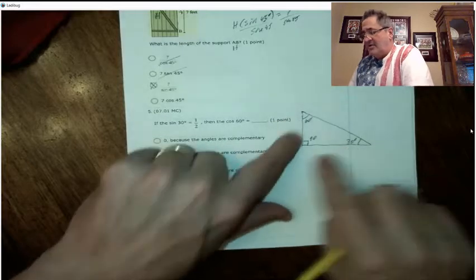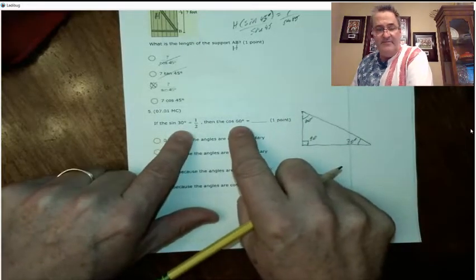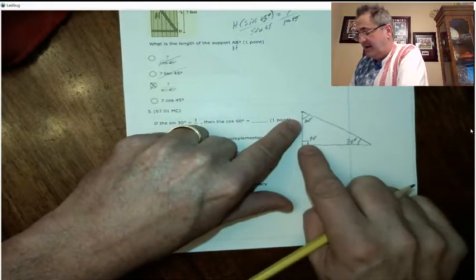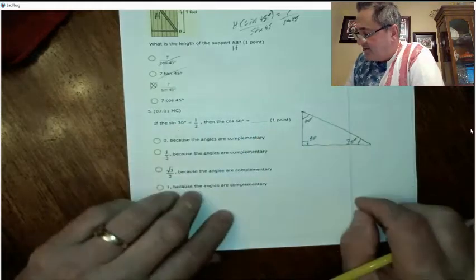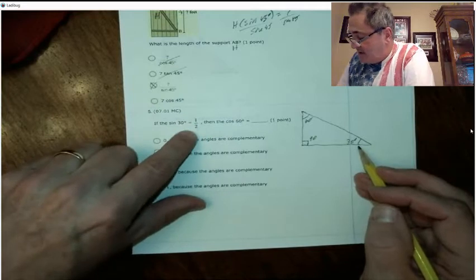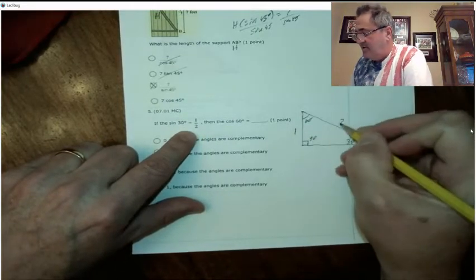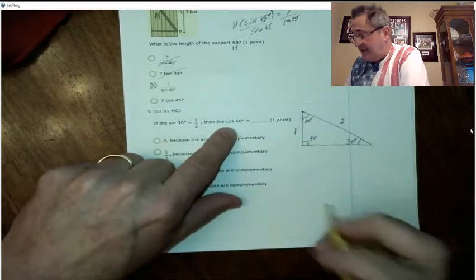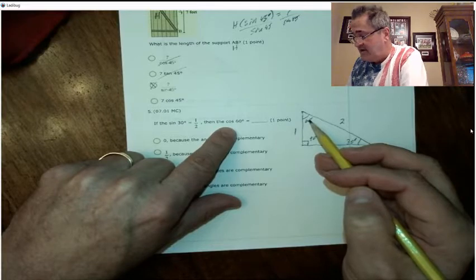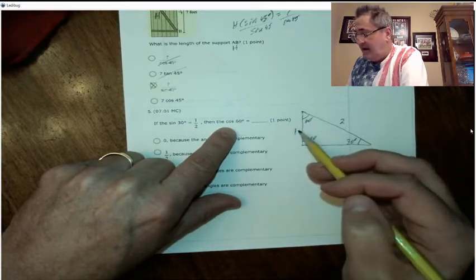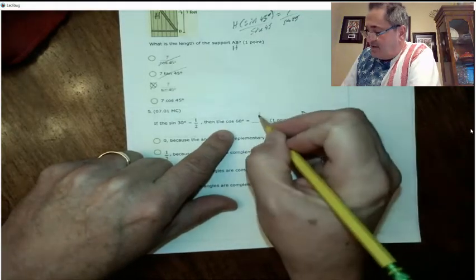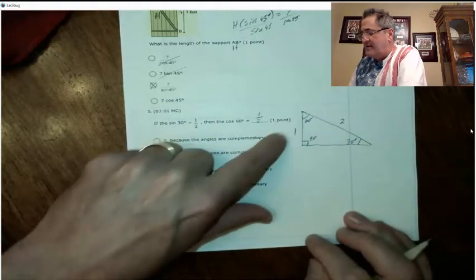So this has to be the same triangle. 30 and 60 have to be in the same triangle, because these two have to add up to 90, since this is already using 90. These have to equal 90 every time. So since they're in the same triangle, and the sine of 30, sine is opposite over hypotenuse, the opposite is 1 and the hypotenuse is 2. That means the cosine of 60, cosine of this angle, cosine is adjacent over hypotenuse. Well, 1 is adjacent to the 60. And the hypotenuse is always the hypotenuse. So adjacent over hypotenuse for the 60-degree angle would be exactly the same.